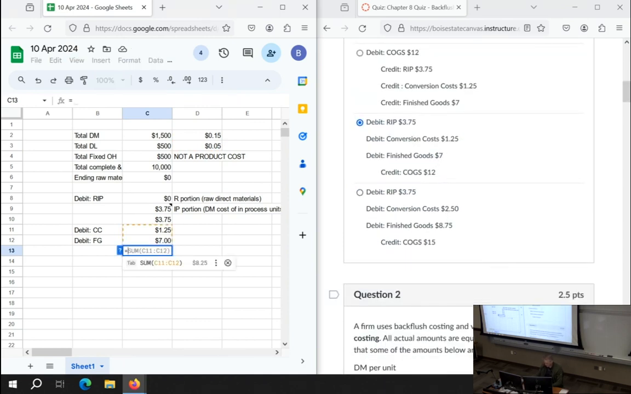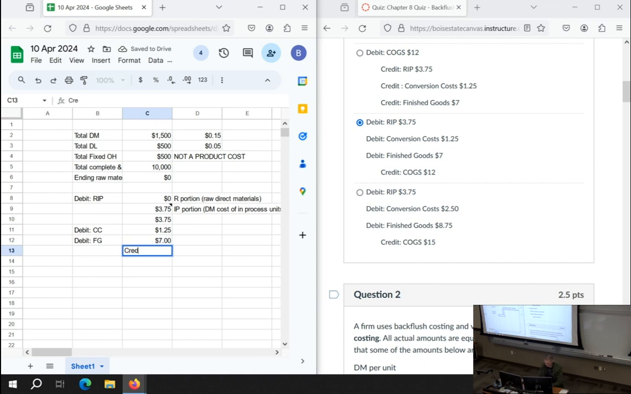And it should not be that plus 0.05. No, that's not going to work. It's not going to like that. There. You'll like that. Times 35. This is where you get the wrong answer right here. 8.75 is when you include direct materials, direct labor, and 5 cents per unit for fixed overhead. You incorrectly include that, you get 8.75. Okay, so that should be our debit to finished goods.